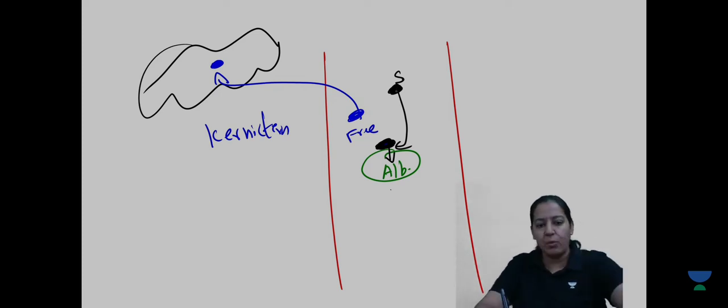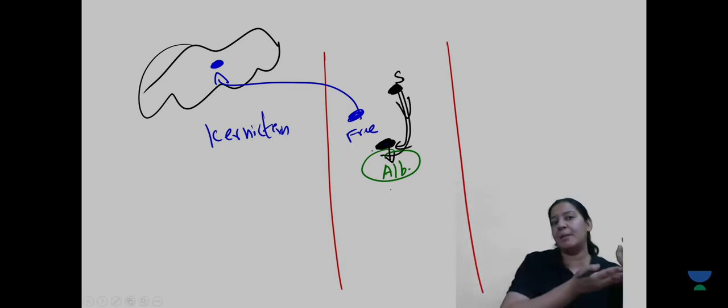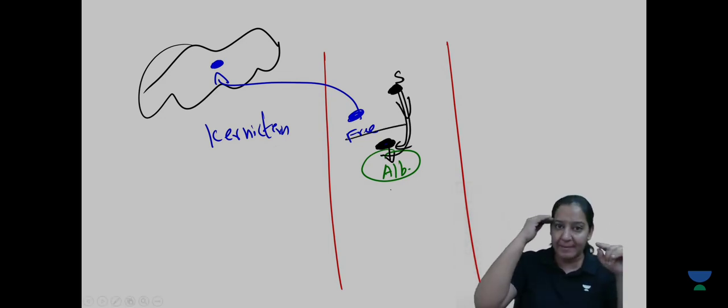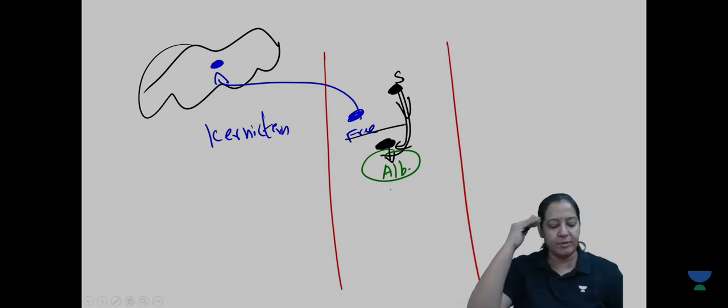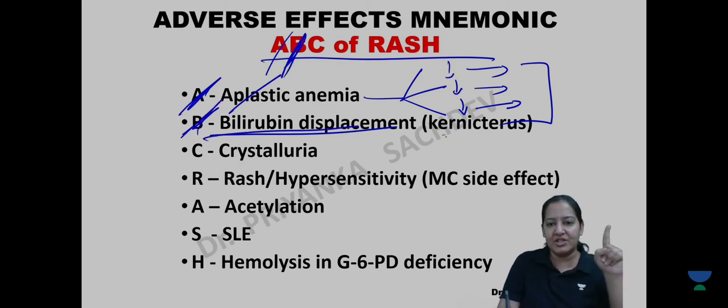So sulfonamides, what are they doing? Sulfonamides are displacing the bilirubin, and the free bilirubin is damaging the basal ganglion of the brain, causing kernicterus. So B for bilirubin displacement. Am I right? B for bilirubin displacement. उससे याद आना चाहिए kernicterus. Kernicterus कैसे होगा? You will know the mechanism.